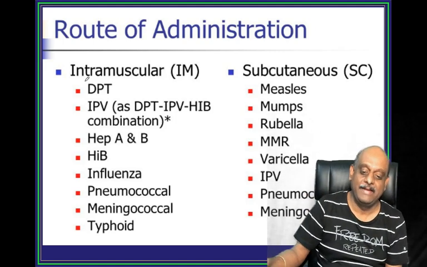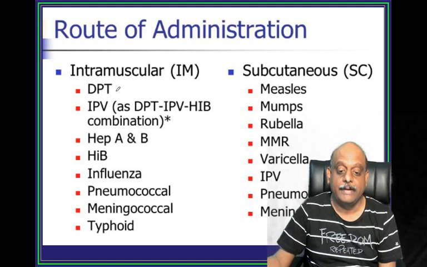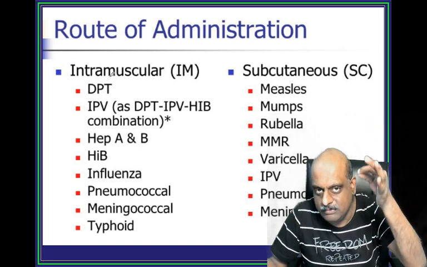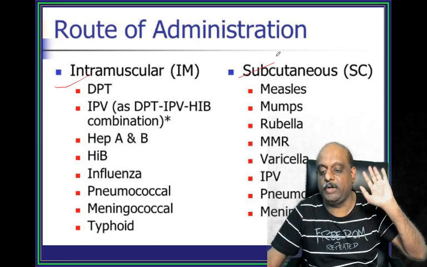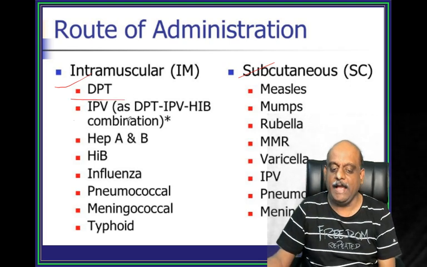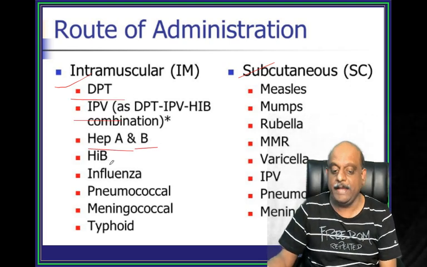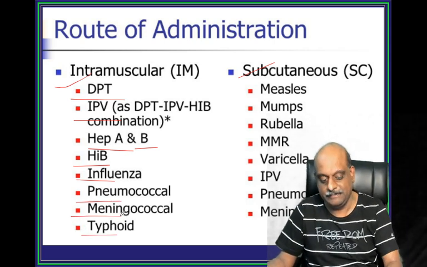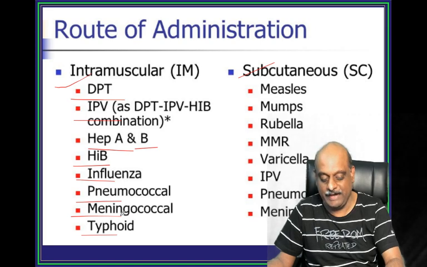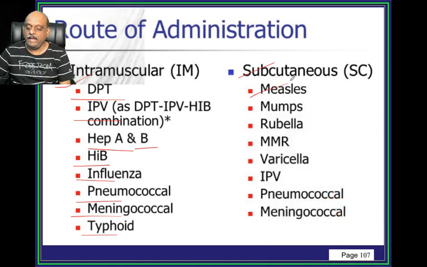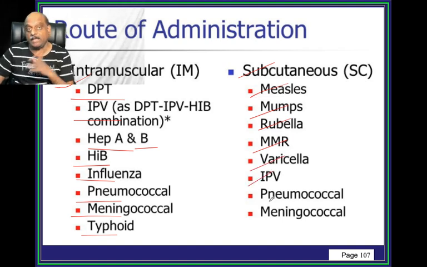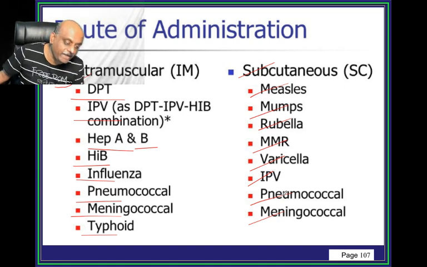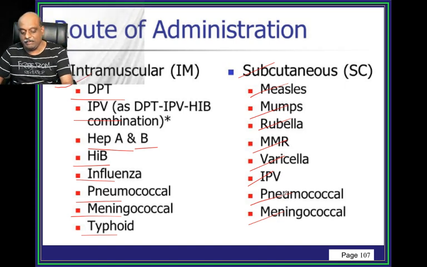Now doctor, what are the vaccines given IM or subcutaneous? Favorite question. DPT, IPV, Hep A, Hep B, Hib, influenza, pneumococcal, meningococcal, typhoid, IM, should not forget. Similarly, measles, mumps, rubella, MMR, varicella, IPV can be given both subcutaneous and IM. Pneumococcal, meningococcal, they're all subcutaneous is what you need to remember.